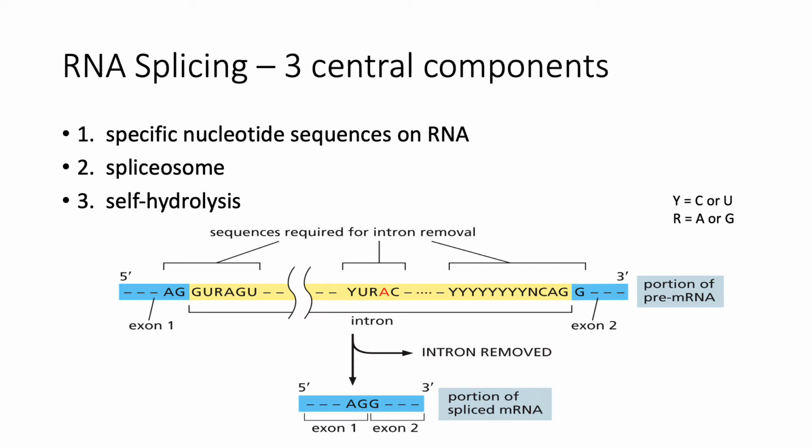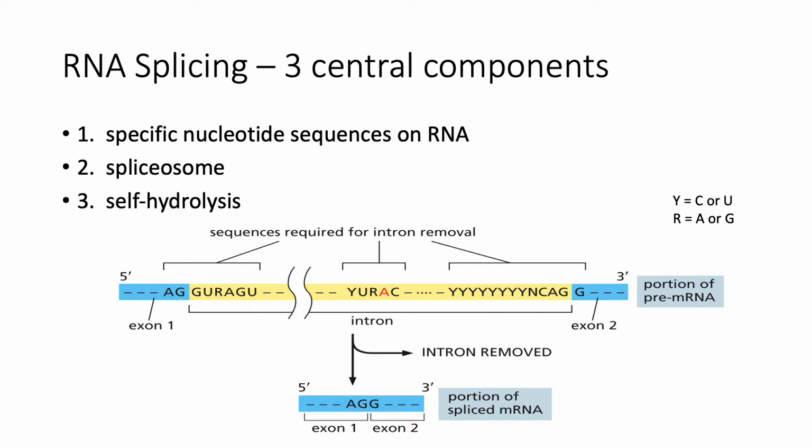So in terms of the RNA splicing, there are 3 central components that I want to focus on. The first is, in fact, there are specific nucleotide sequences on the RNA that signal where the exons and introns are. We'll look at that in a second. The second is what's called the spliceosome, which is a very large multi-protein complex that also contains RNA. So it's referred to as a ribonucleoprotein complex that participates in directing how these things are removed.